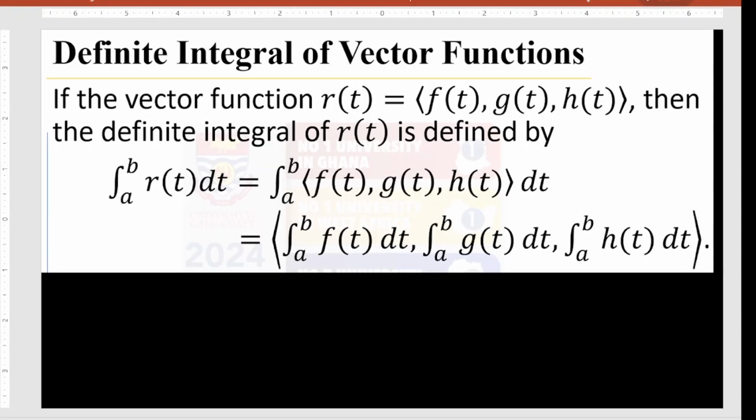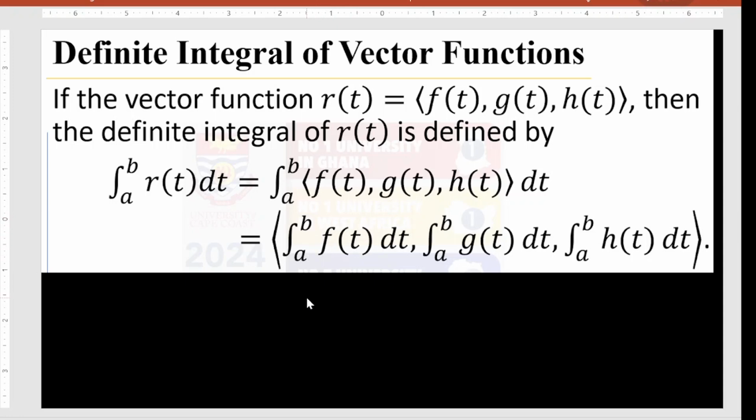If the vector function r of t is defined as f of t, g of t, h of t, that is, f of t, g of t, h of t are the component functions, then the definite integral of r of t is defined by the integration of r of t with respect to t from a to b, which will be just the integration of the individual component functions as we have here from a to b.